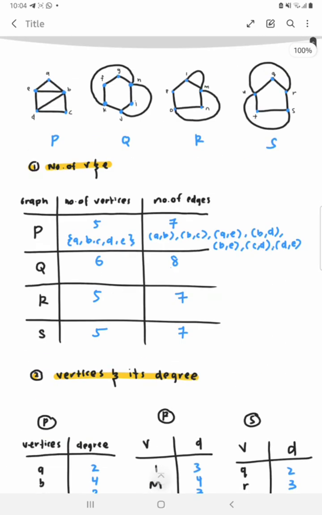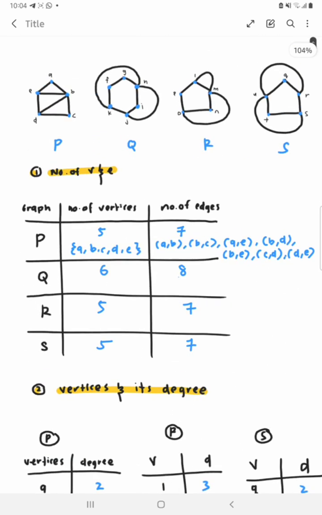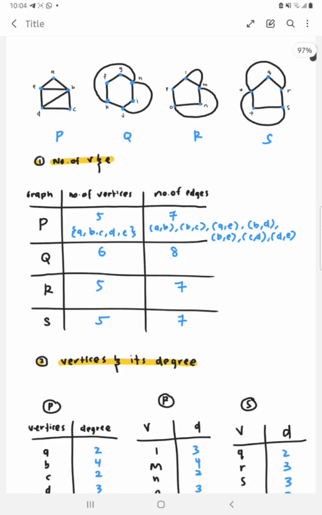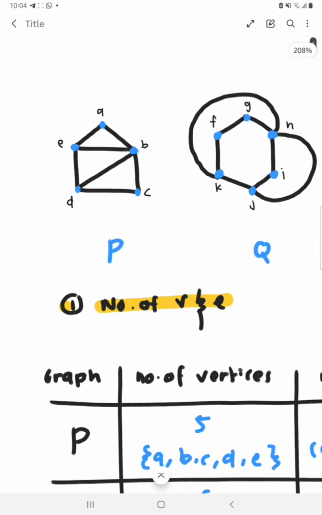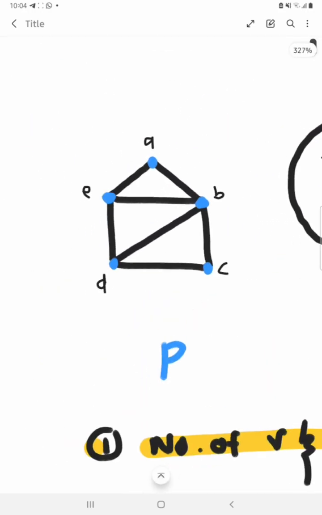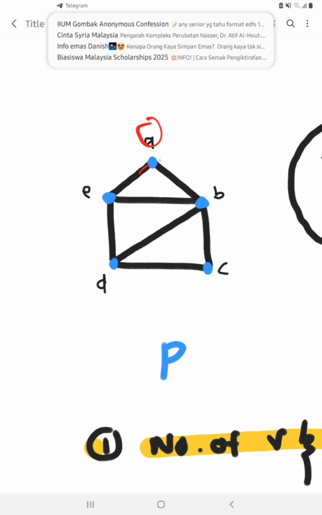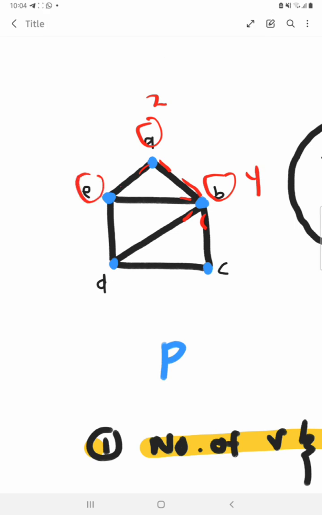It's related to the neighboring concept. Okay, first, let's look at graph P. We can see here A has 2 degree, B has 4 degree, and E has 3 degree. Let's look at the other graph.